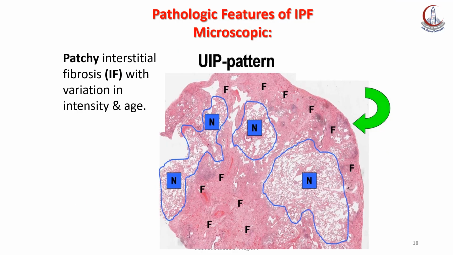Pathologic features of idiopathic pulmonary fibrosis, or usual interstitial pneumonia pattern: it is called patchy interstitial fibrosis. What is meant by patchy? An area of fibrosis and normal lung, then another area of fibrosis and normal lung. There is variation in intensity and age of the fibrosis, not age of the patient. Intensity ranges from mild to severe, and age ranges from well-formed fibrosis with collagen deposition to starting fibrosis.